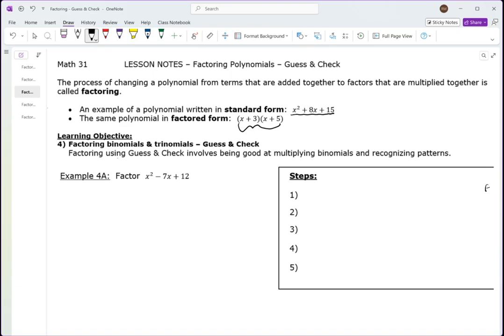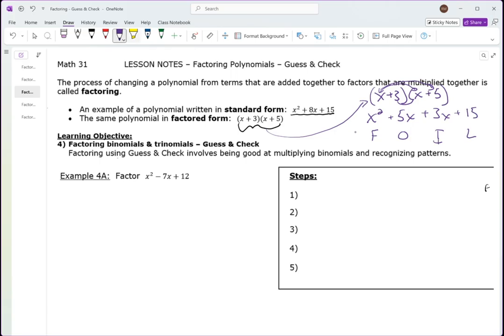The most important thing to remember when using guess and check is that when we multiply out something in factored form, we multiply the first two together, so we get x squared. That's the first part of FOIL. Then we multiply the outside two and we get 5x. Then we multiply the inside two and get 3x. And then the last two are multiplied together to give me 15 here. We're going to utilize this knowledge to factor by guessing and checking.